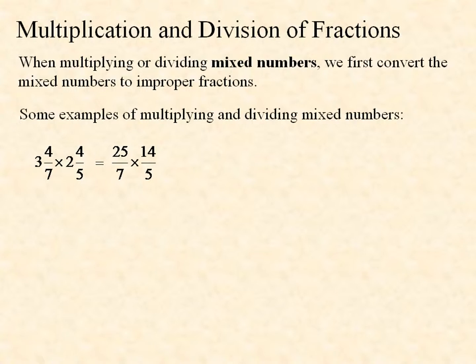But now we can do some canceling. 5 goes into 25 5 times, and 5 goes into 5 once. 7 goes into 14 2 times, and 7 goes into 7 once. So that's equal to 5 over 1 times 2 over 1, which is 10 over 1, or 10.